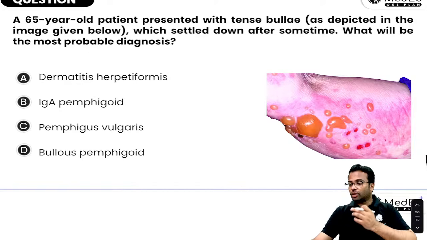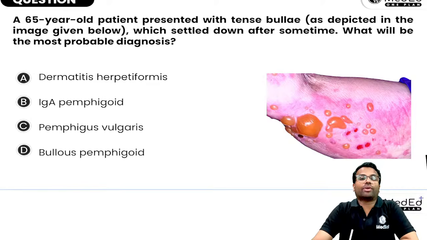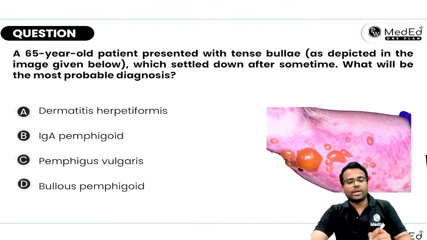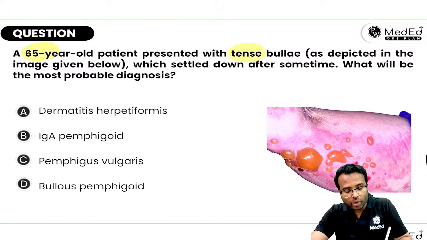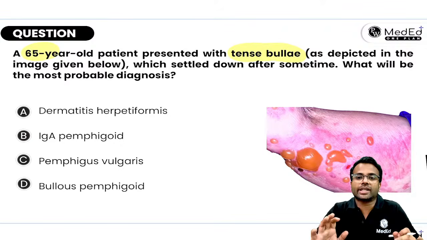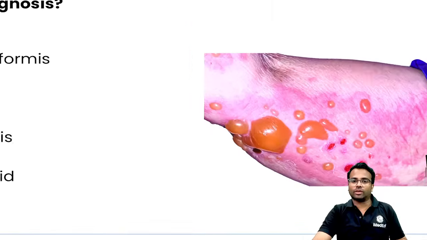A 65-year-old patient presents with a tense bulla which settled down after some time. What is the most probable diagnosis? Now here the main points are, it's an elderly patient, 65 years, and you have a very important point regarding the bulla. The bulla is not a flaccid bulla. Instead, it is a tense bulla. So you can see in the image also, the patient is having some tense bulla over the trunk.